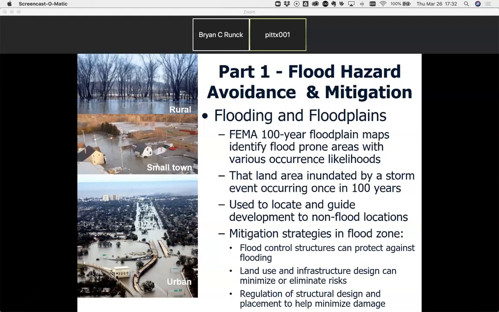hazard assessment. Mitigation strategies in the flood zone include flood control strategies that protect against flooding, land use and infrastructure design that can minimize or eliminate risks, and regulation of structural design and placement to help minimize damage.